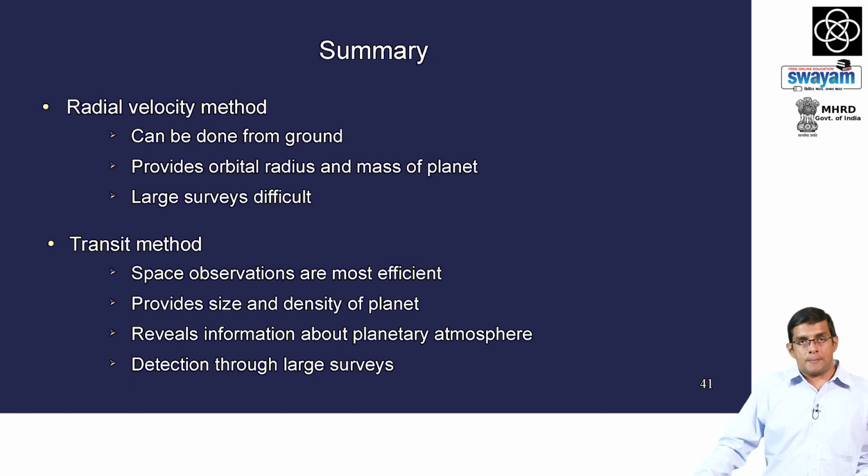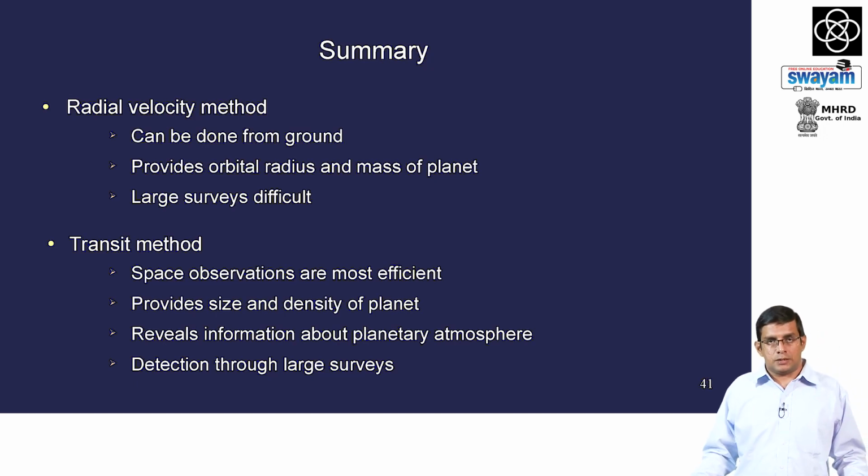To summarize, the radial velocity method, one of the major methods, is successful. This can be carried out from the ground. This can provide the orbital radius and a lower limit on the mass of the planet. However, large surveys with the radial velocity method are difficult, because surveys with spectroscopy are more difficult to organize.